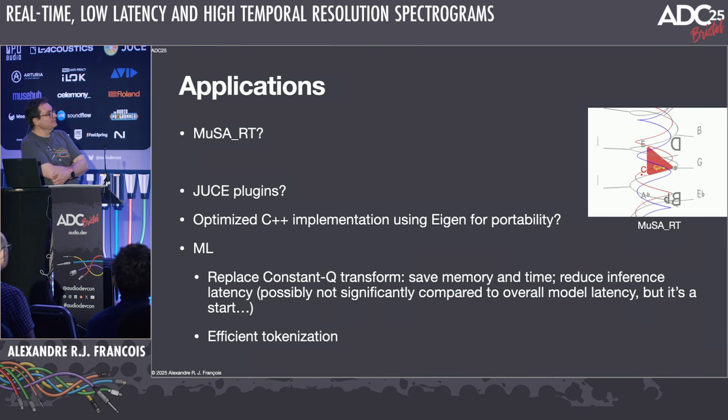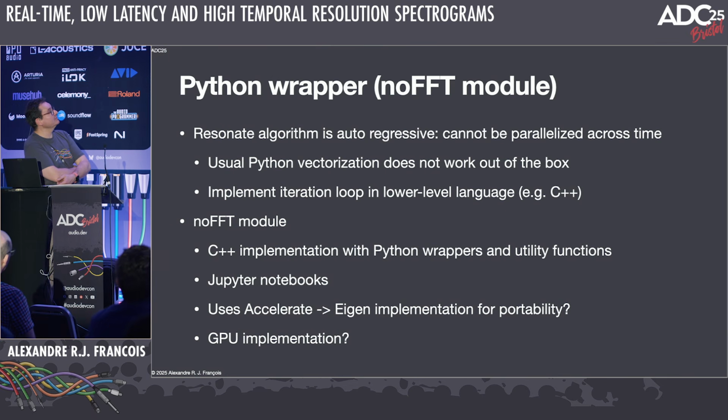And then, of course, I cannot just stop without mentioning machine learning a bit. It won't solve all your problems. It might save some memory and some computation. It will definitely make inference much faster if you replace the constant Q transform, for example, as an input, or whatever you're using for tokenization. It can accelerate, at least for inference.